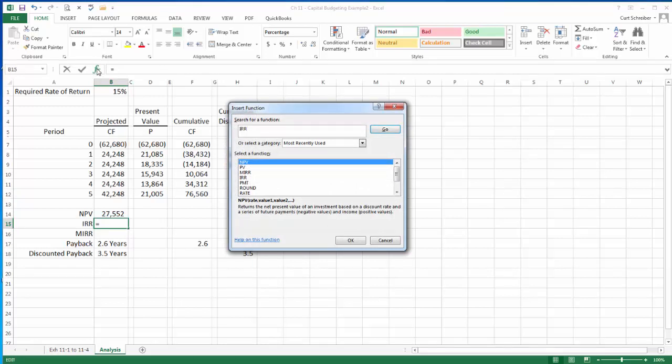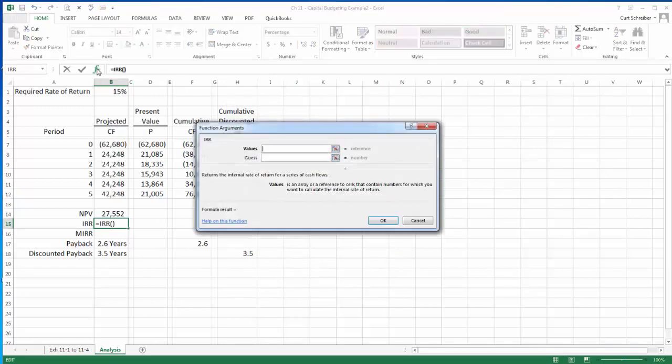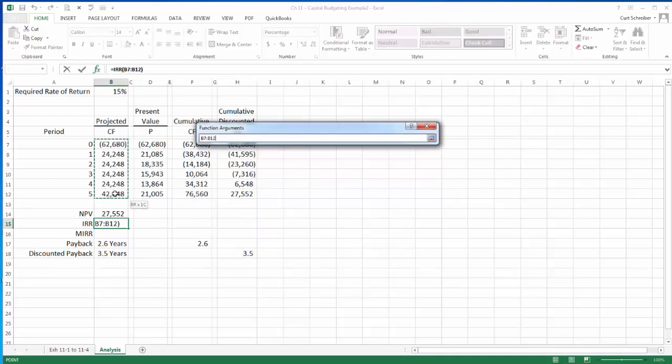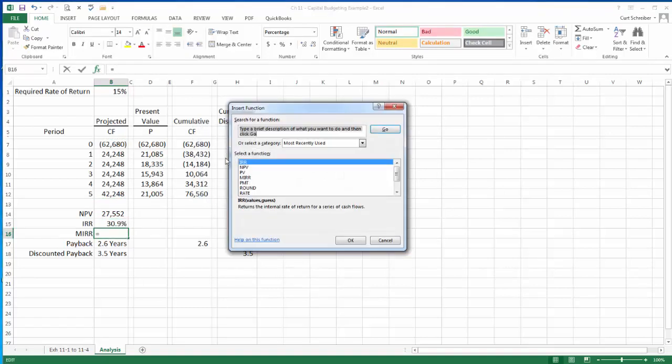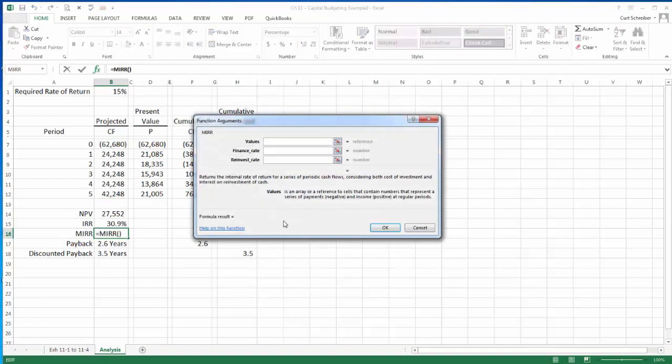Our internal rate of return, type in IRR, hit enter 2 times, simply highlight the values, hit enter, and our MIRR, modified internal rate of return, there I had it up already, and so I'm just going to highlight the values, but now I need to identify the financing rate as well as the reinvestment rate.